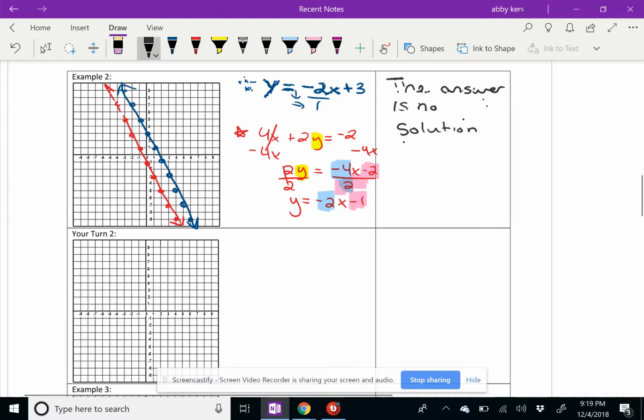So the answer is no solution because the lines are parallel and will never touch.